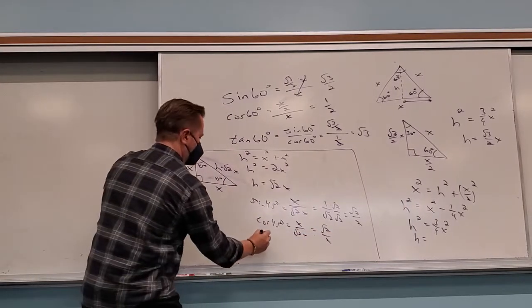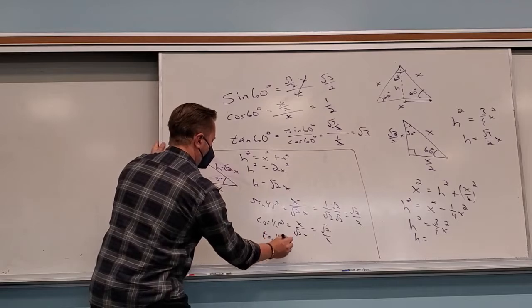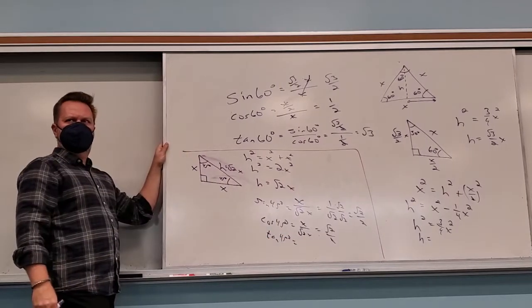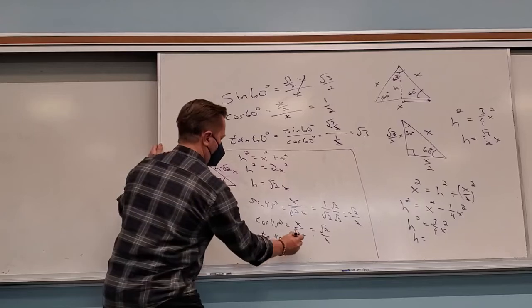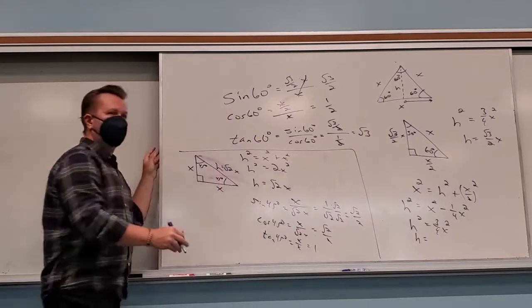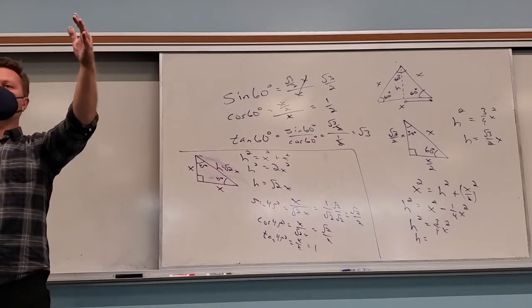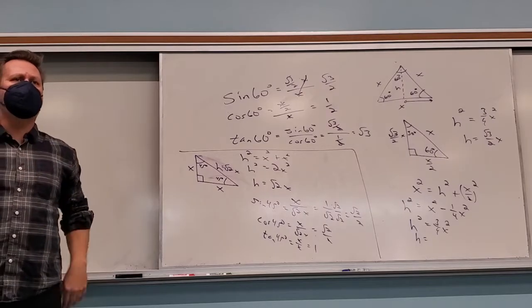And what's tangent of 45 degrees? X over x, which is 1. So anywhere in the whole universe, if I see tangent of 45 degrees, I can replace that with 1. That's what it is.